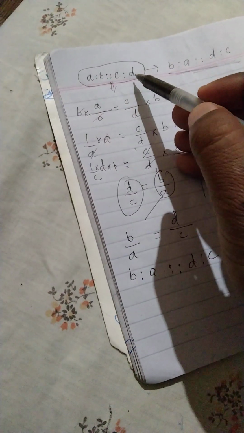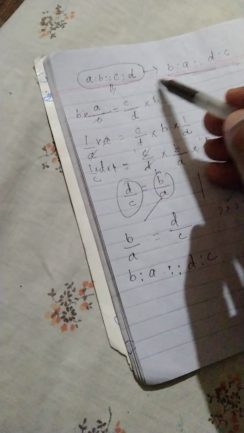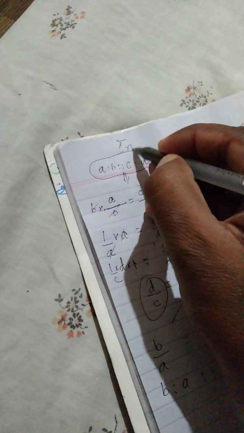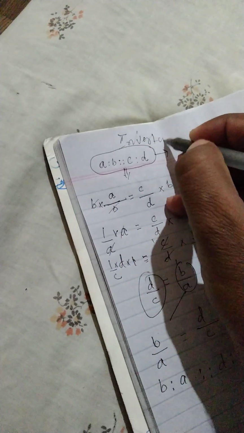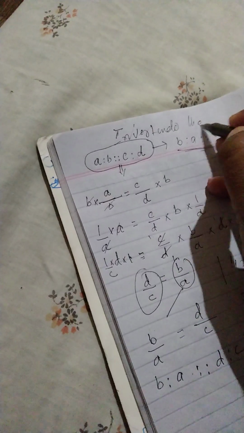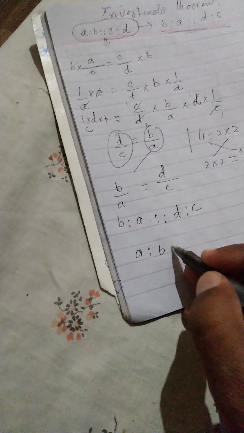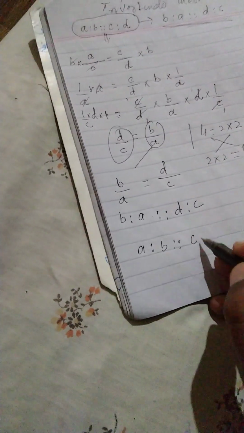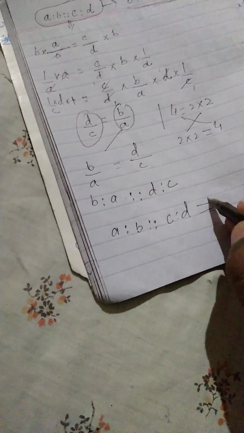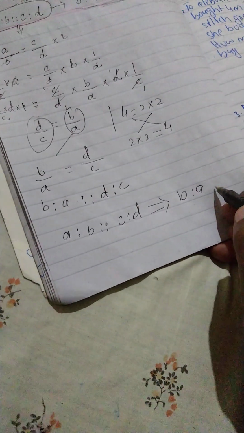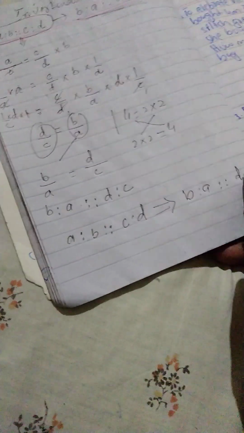It means that I can write this proportion in this form. So this form is called the invertendo theorem. So you can write that A is to B proportion C is to D is the same as, this implies that B is to A and D is to C.